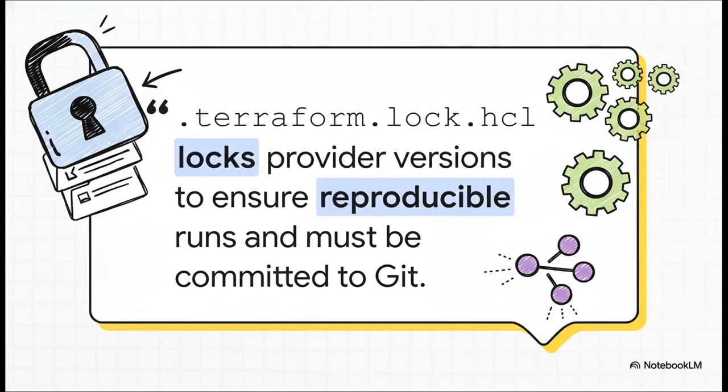This says it all, doesn't it? The file locks your versions. This makes sure your runs are reproducible. And you absolutely have to commit it to your version control system. That is the secret to stable, predictable infrastructure as code.